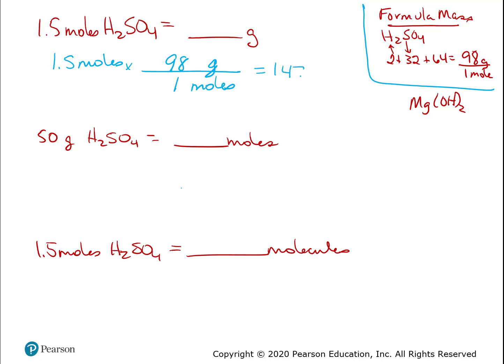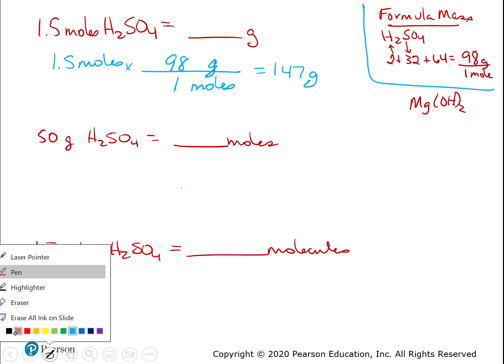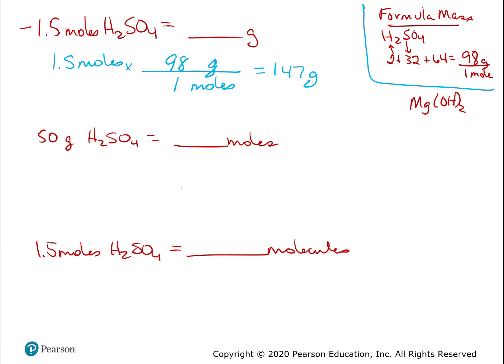147. Okay, going back, change color. How many significant figures in 1.5? 2. So that means I'm going to keep the 1 and the 4. The next number is a 7. So what does that round my number to? 150. Okay, so remember I still keep that 0 at the end because I'm rounding 147 to 150, not 15.